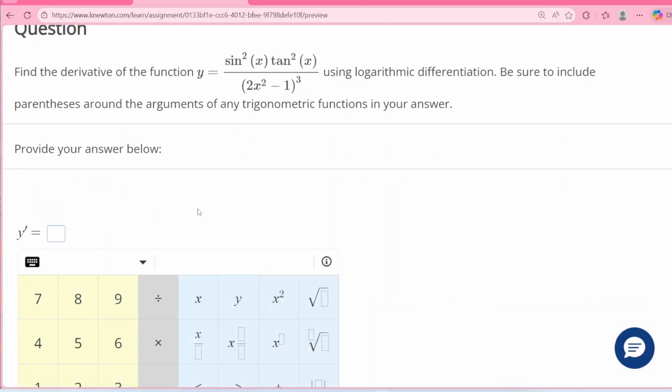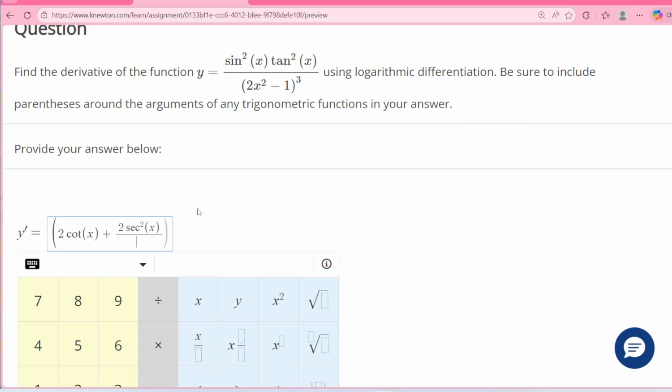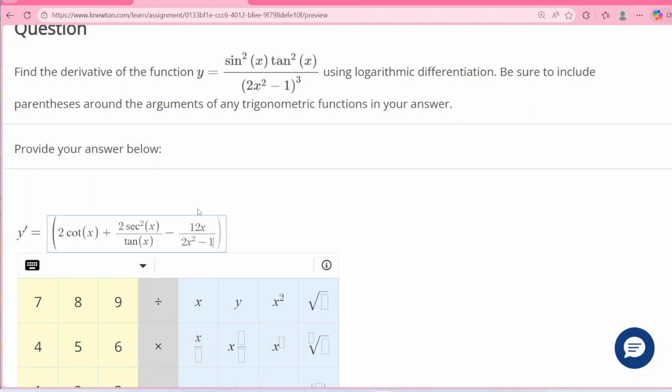All right, so y prime equals the quantity 2 cosine x over sine x, so cotangent x, plus, and then I'll just put this the way it was, 2 secant squared x divided by tangent x. Nothing wrong with that. I know you could rewrite that if you wanted. Minus, and then 12x in the numerator over 2x squared minus 1.